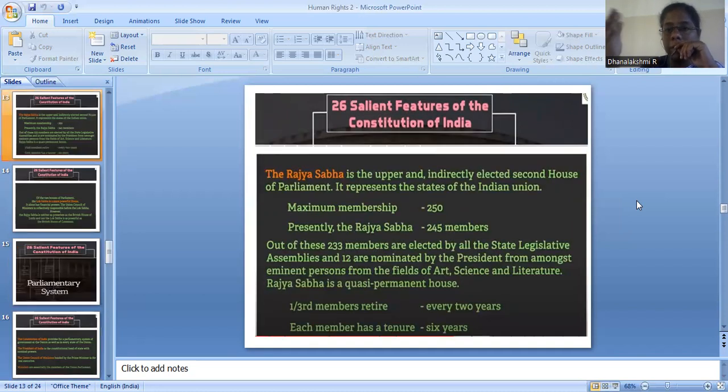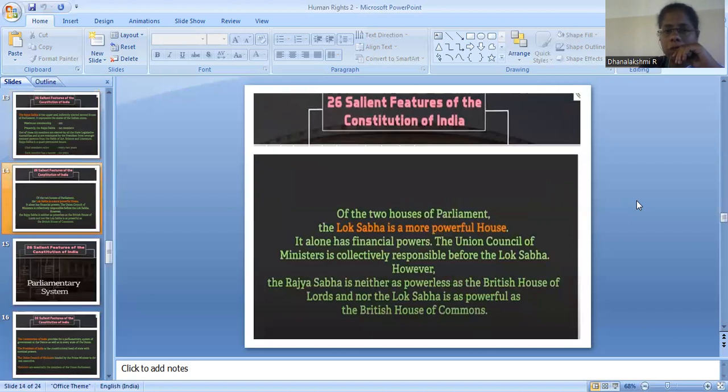Then Rajya Sabha is the upper house and is indirectly elected by the legislative assemblies. It represents the states of the Indian Union. Maximum membership here is 250 and presently Rajya Sabha consists of 245 members. Out of these, 233 members are elected by the legislative assemblies and 12 are nominated by the President from among various fields like art, science, literature. Rajya Sabha is a quasi-permanent house. One-third of the members retire every 2 years. Each member has a tenure of 6 years. So of the two houses of the Parliament, Lok Sabha is more powerful because it alone has financial powers.